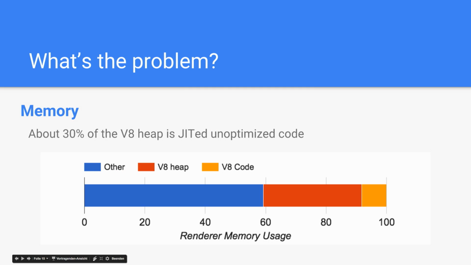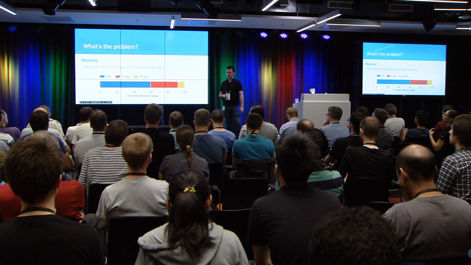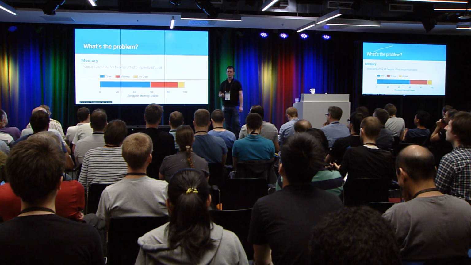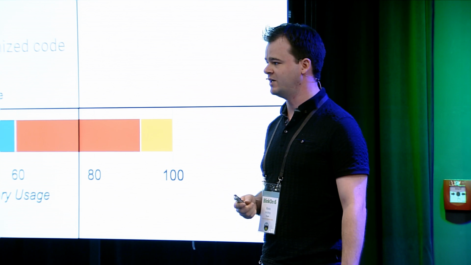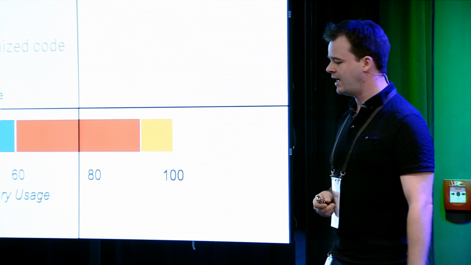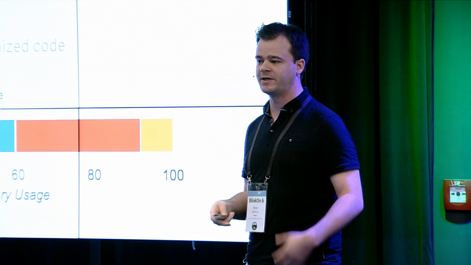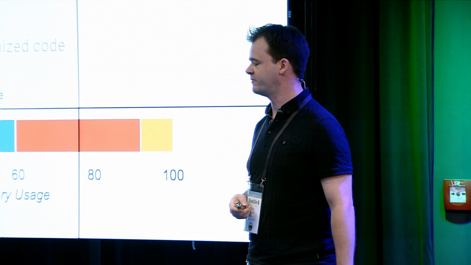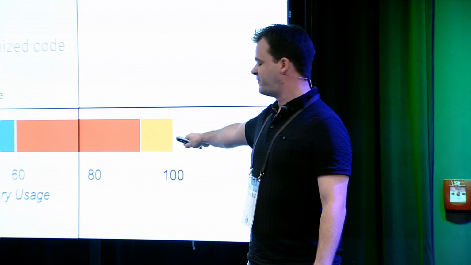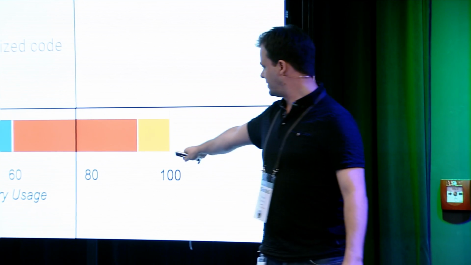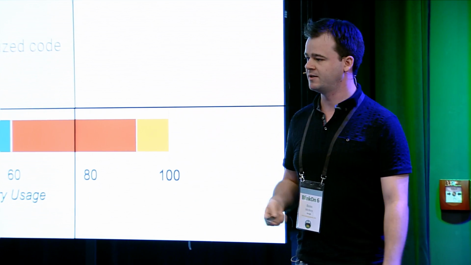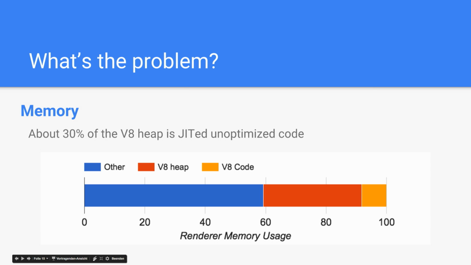So here are some numbers from the wild, from real users. We see that generally between 30 to 50% of the renderer process's memory is taken up by V8, the V8 heap. And within that, about 30% or so of the heap is taken up by this JITted code that we compile on demand for functions. So there's a fair proportion of the renderer's memory that is locked up in this code, between 10 to 20%, which is a reasonable amount.